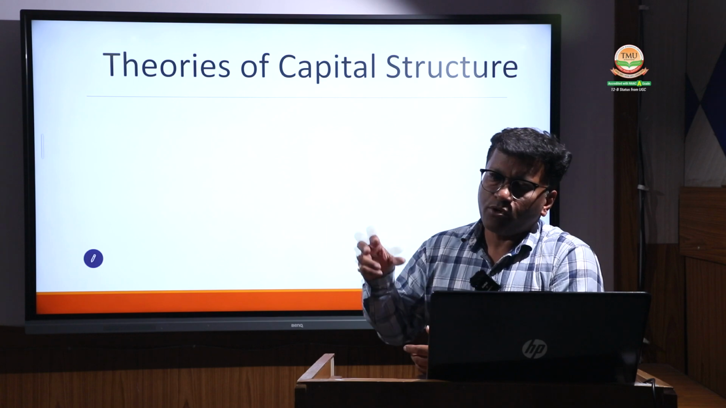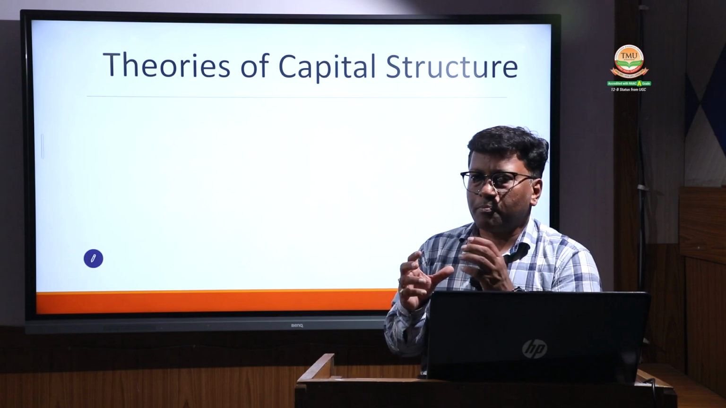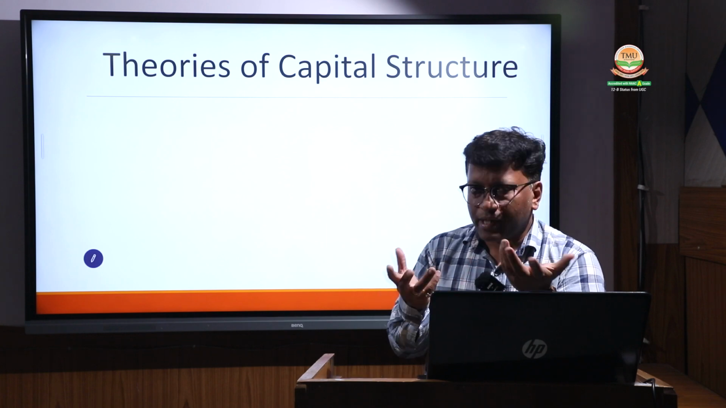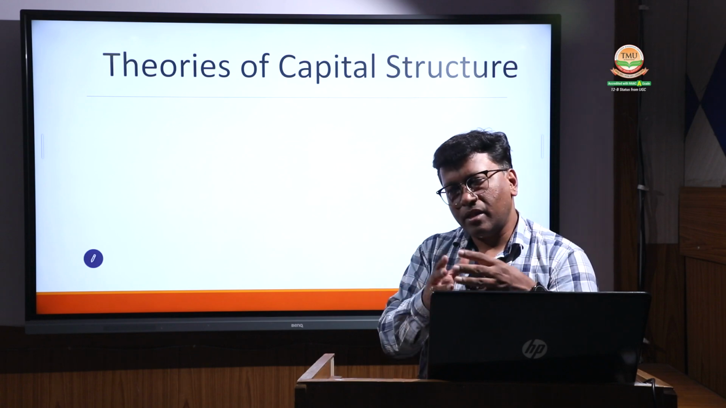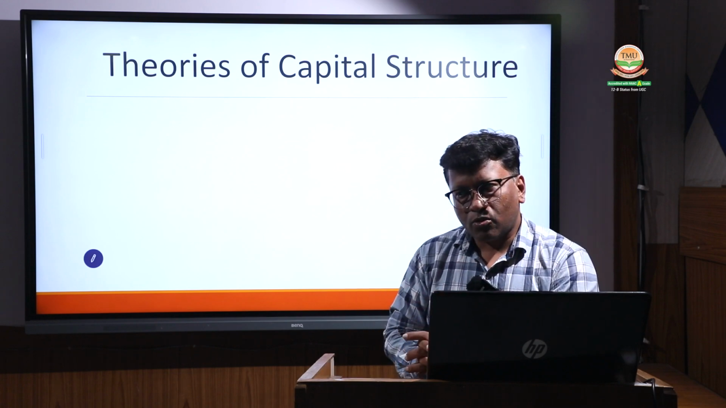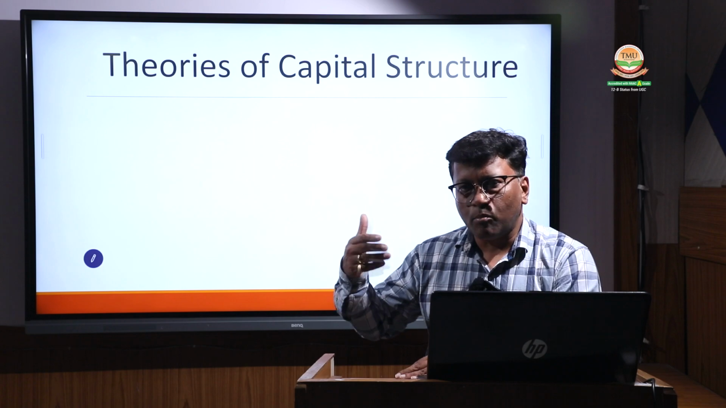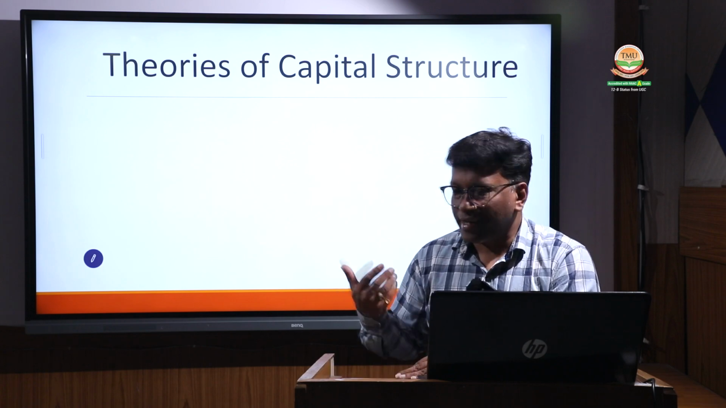So you should consider what particular ratio is the ideal ratio, or what particular ratio should be maintained between the equity and debt capital. So where can we get more benefit, right? We have to analyze it.